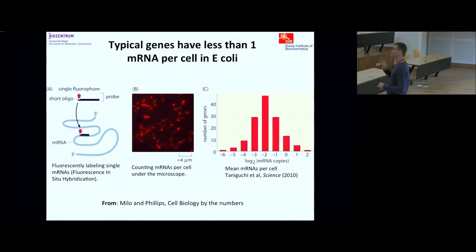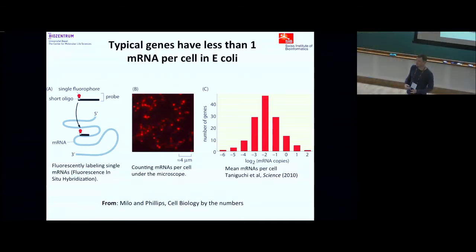This is actually easier said than done, as you have to work quite hard to get these things right. But in this way, you can really count the integer number of mRNAs per cell and get a distribution for each gene of your interest of how many mRNAs per cell there are.